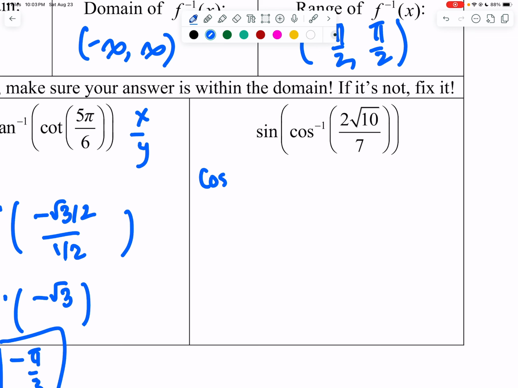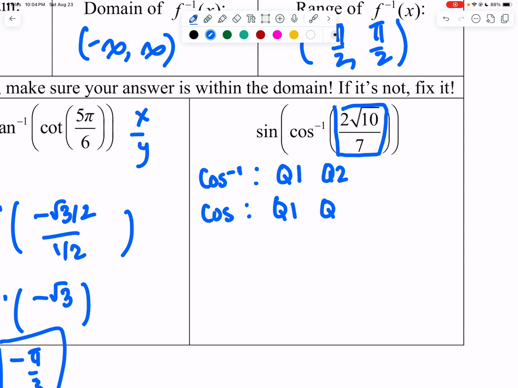And then we also need to think about where regular cosine is located. Inverse cosine is in quadrants 1, 2. And then my regular cosine function is positive, since my argument is positive right here. That is in quadrants 1 and 4. So we are going to make our triangle based on the fact that inverse cosine is in quadrant 1 and cosine is positive in quadrant 1. So I'm going to make my little triangle right here.